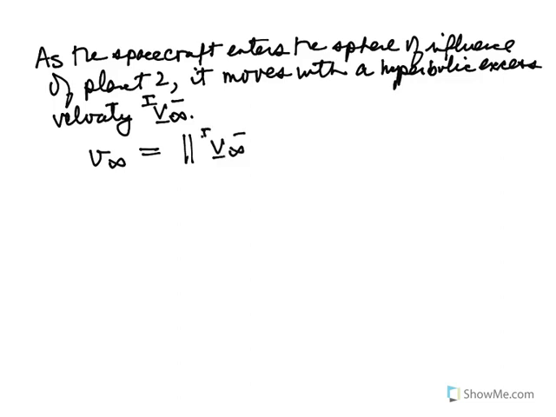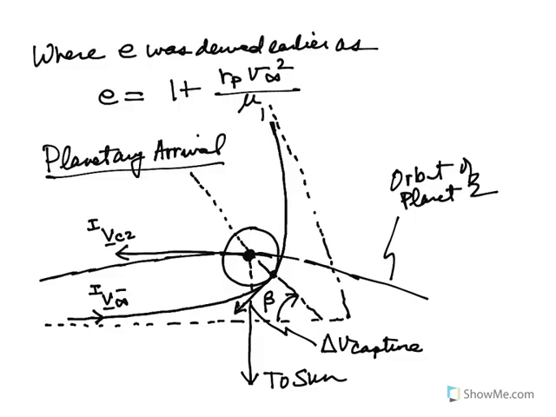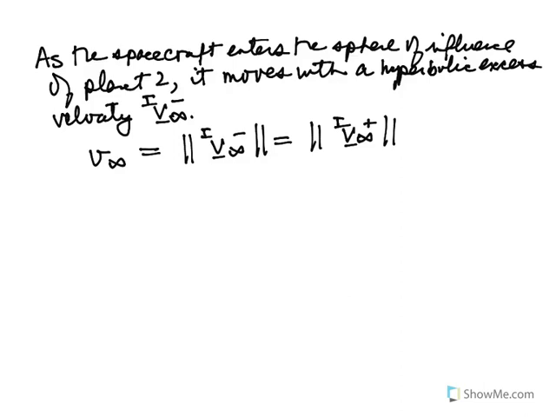which, interestingly enough, is also equal to the magnitude of v infinity plus. So if I call this speed as it departs v infinity plus, because that's a hyperbola, those two are actually the same. V infinity minus is actually equal to v infinity plus. So we're just going to refer to this whole thing as v infinity. Now, again, we're doing a patched conic. So we're going to patch the conic.